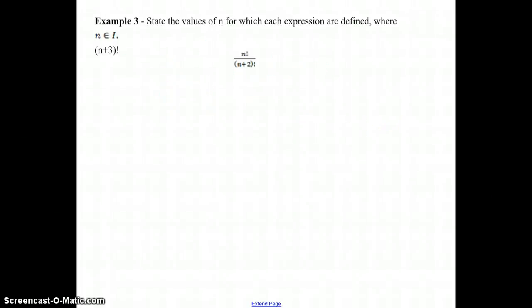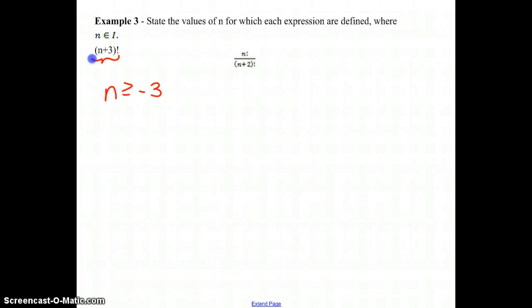So example 3 says state the values of n for which each expression is defined, where n is an element of the integers. So (n plus 3) factorial. Where will this have a solution? Remember that this whole thing cannot be negative. So what does n have to be? Greater than or equal to negative 3, because 0 factorial is actually 1.